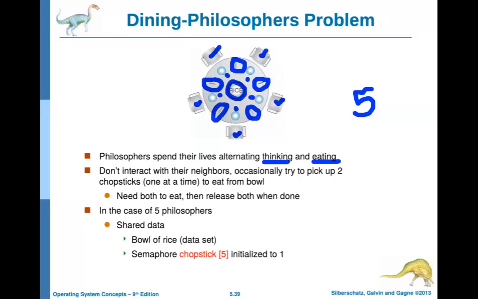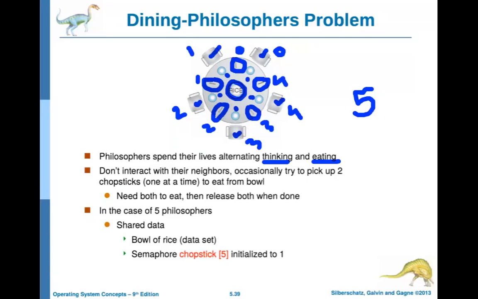Right. So now, for example, if I give some sort of number, suppose this is philosopher number 0, this is philosopher number 1, this is philosopher number 2, philosopher number 3, and philosopher number 4. Similarly, I can give numbers for chopsticks also. So something like this is 0, this is 1, this is 2, this is 3, this is 4. Okay.